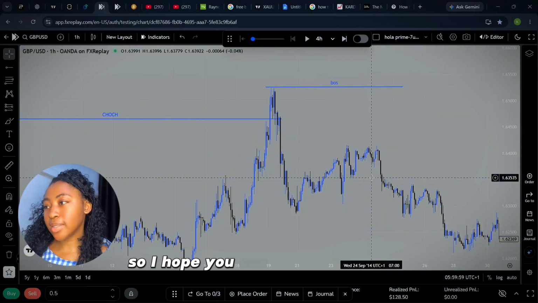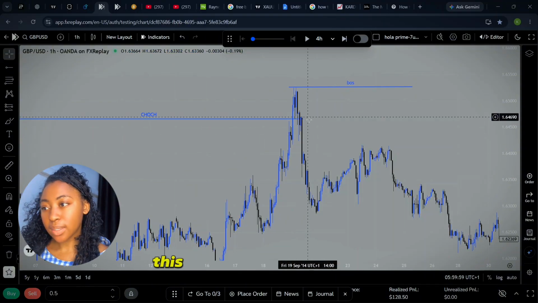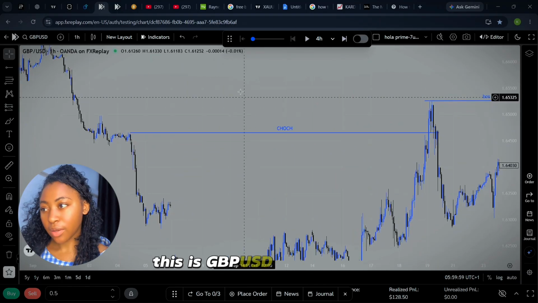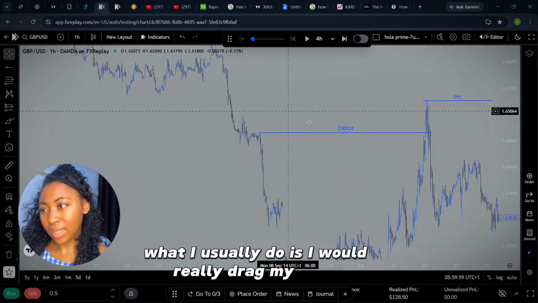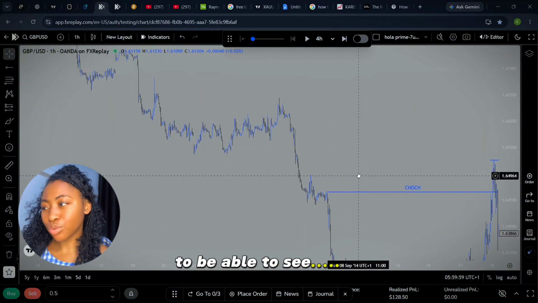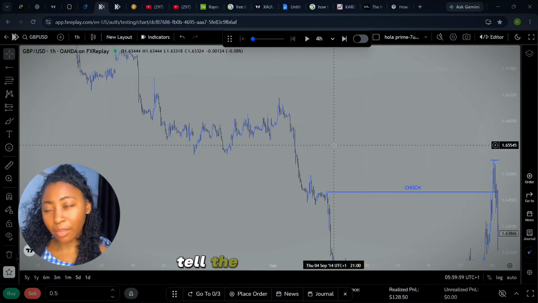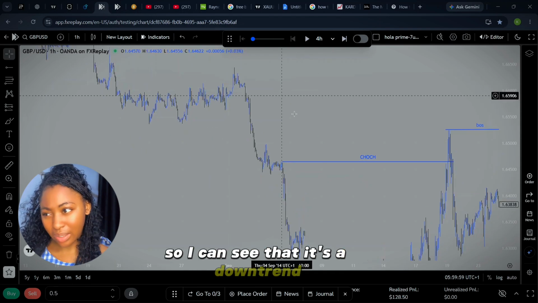Okay, so I hope you can see my screen. So yeah, this is GBP USD. First of all, what I usually do is drag my chart to be able to tell the market's bias. So I can see that it's a downtrend.